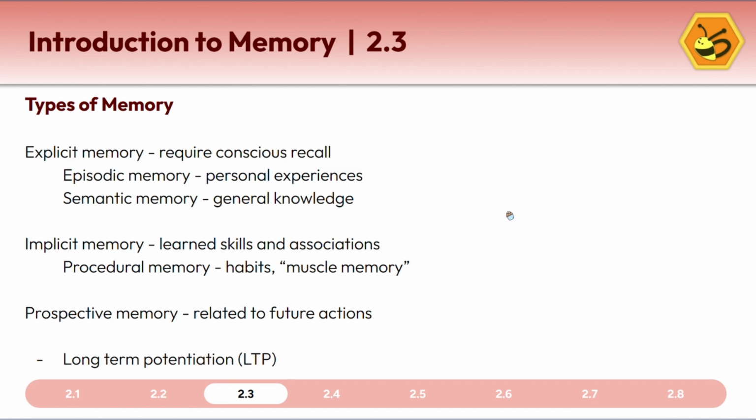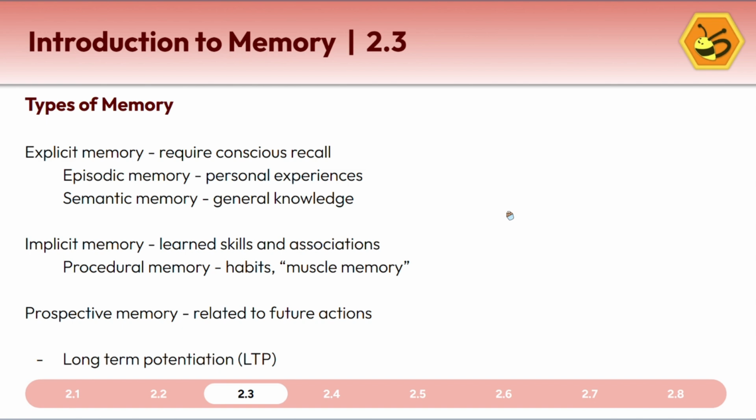Let's talk about all the types of memory that you need to know. So, explicit memory is also called declarative memory, and those are memories that we consciously need to put effort in to recall. Two types of explicit memory are episodic memory and semantic memory. Episodic memories are all of our personal experiences, so that would be something like remembering a family vacation. Semantic memory is general knowledge and facts, so a lot of things that we learn in school are semantic memory.